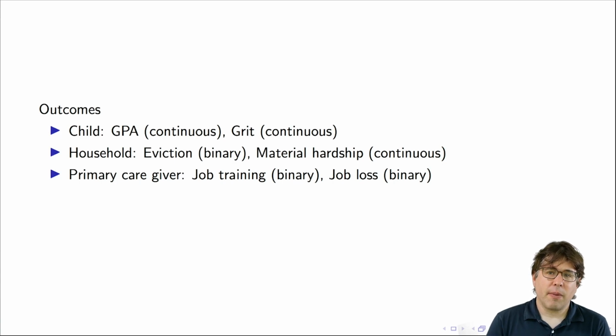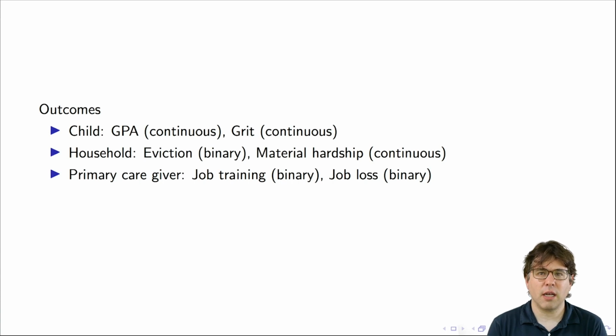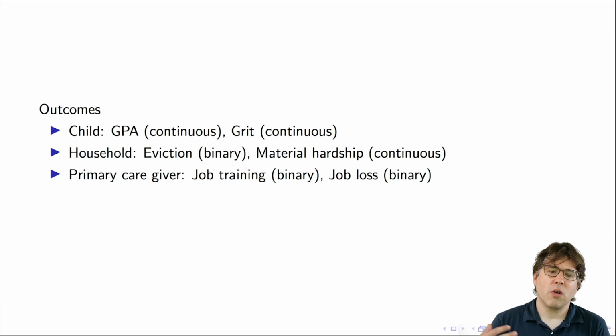So now let's talk about the outcomes that we picked. These were outcomes we chose working with Sarah and her colleagues, domain experts, people who have spent their careers studying the life course, particularly for disadvantaged families. So the outcomes we picked were characteristics of the child: the GPA, the grades of the child, and the grit. Grit is a psychological measure that measures perseverance and persistence.